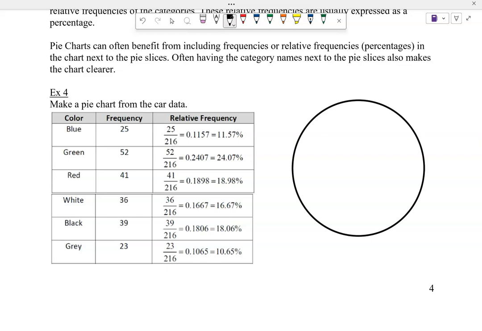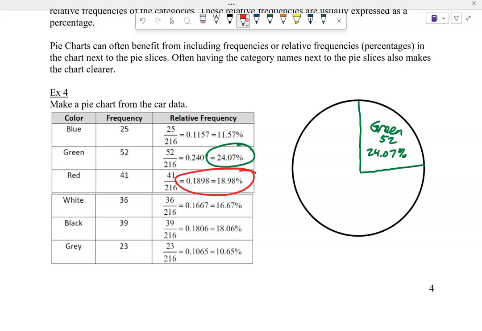I'm going to actually start with my largest amount. It looks like green is 24.07%. So that's about a fourth, right? A fourth of my circle would be 25%. So I'm going to do my best to do not quite a fourth, but here's my green. I got 52 of these. In other words, 24.07% of the people had a green car. My next biggest is going to be my red, 18.98%. So let me do red.